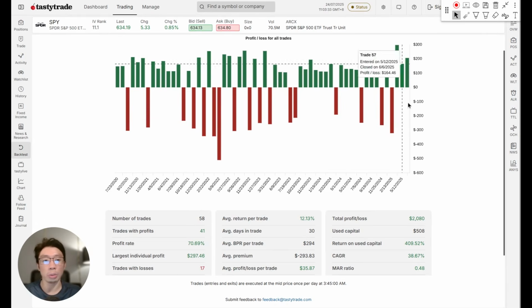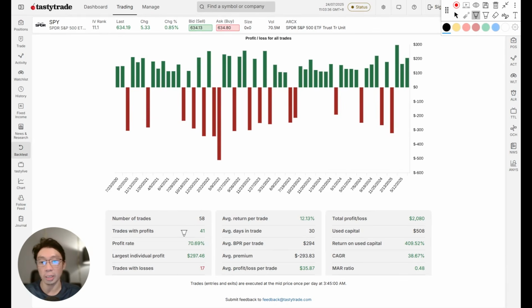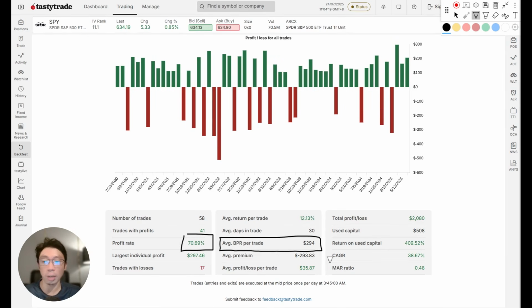So over here, you will see that the win rate is actually pretty decent, right? It's about 70%. It's not as high as a put credit spread, which is a bullish strategy. With the put credit spread, you generally have a higher win rate. Next, let us take a look at the average BPR per trade. The average buying power is pretty manageable. It's only about $300. So if you have a small account, then you can definitely put on a trade like this.